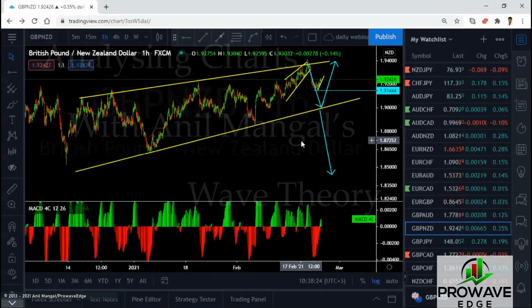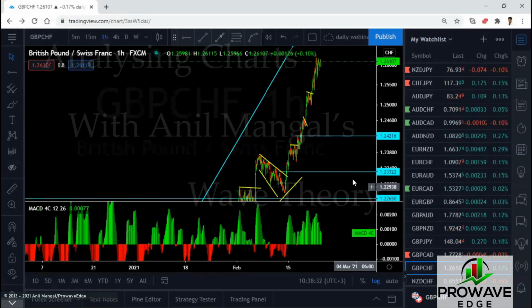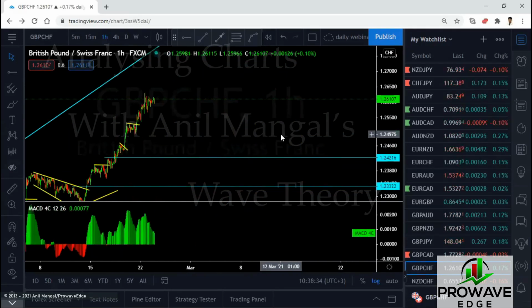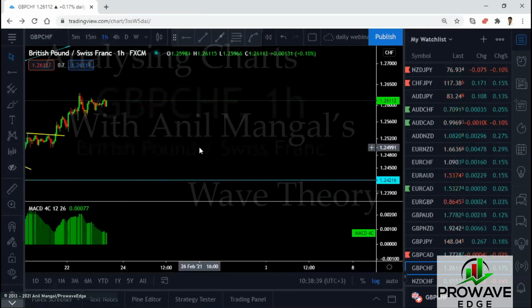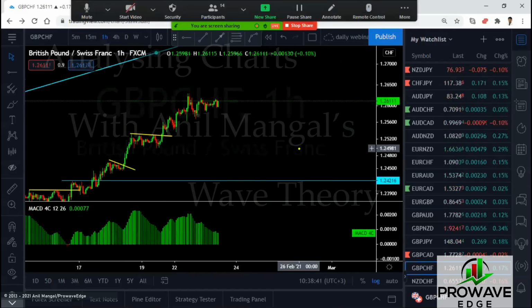What if it goes? What do you care? You can invest in another pound pair that says go up. And that is the pound Swiss. See, you can invest in this. You can say, OK, let's go buy the pound Swiss because the pound Swiss is confirming upside, rather than go buy something that has no proof of upside.